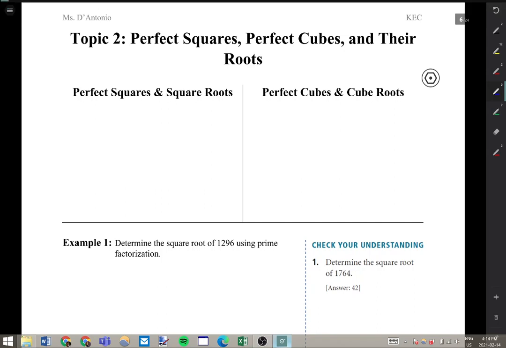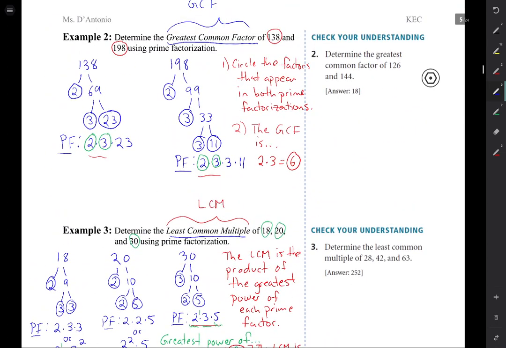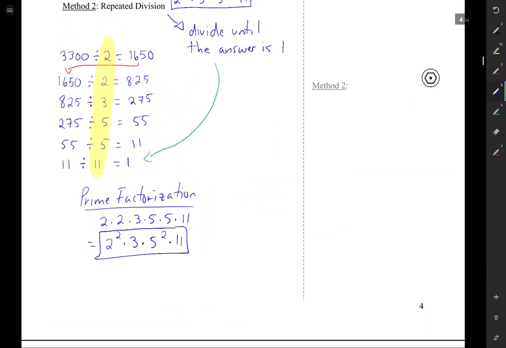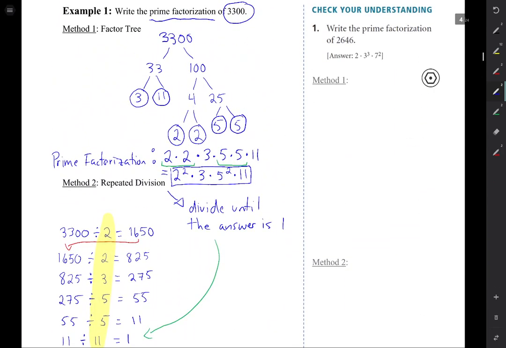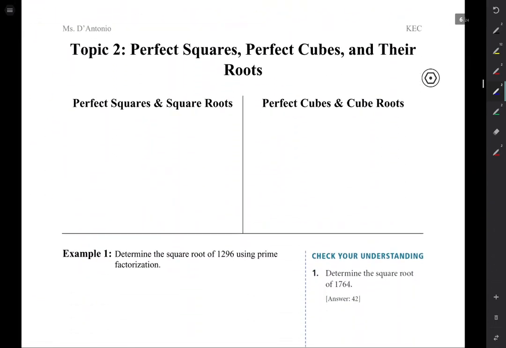In topic 2, we're going to be looking at how to find the square roots and the cube roots of numbers using prime factorization. So remember from last topic, prime factorization is that list of prime numbers that multiply to equal the number. And we found the prime factorization by doing these factor trees. And then those last prime numbers we got were the prime factorization. So we're going to have to use those factor trees once again to get that prime factorization.